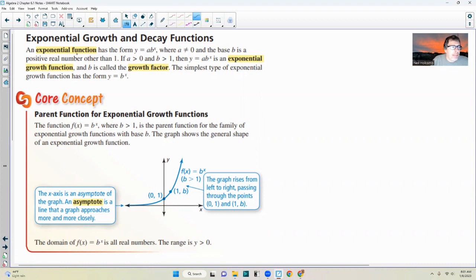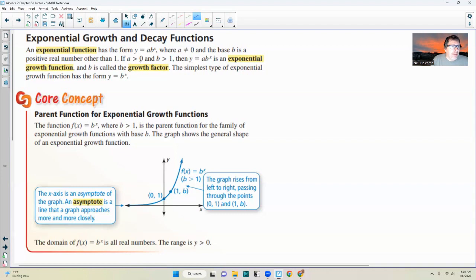And the base b is a positive real number other than 1, because 1 to any power is just 1, and a times 1 is always a. So if b is 1, then we're always just going to get an answer of a. So it doesn't make sense to use b equal to 1.